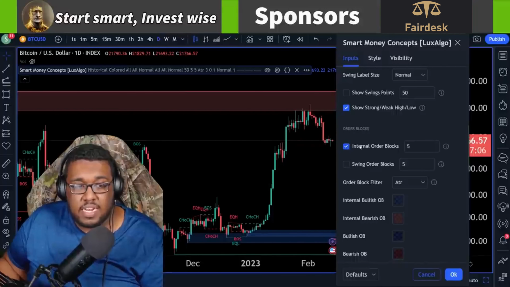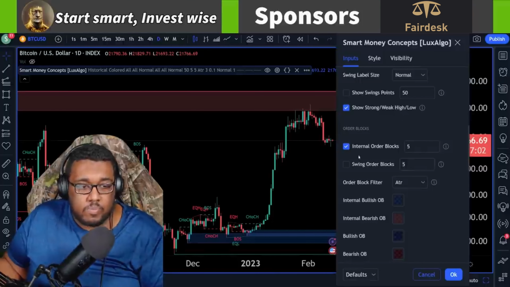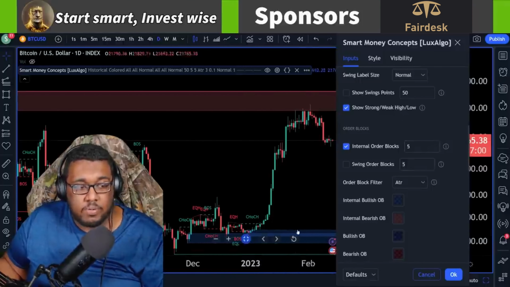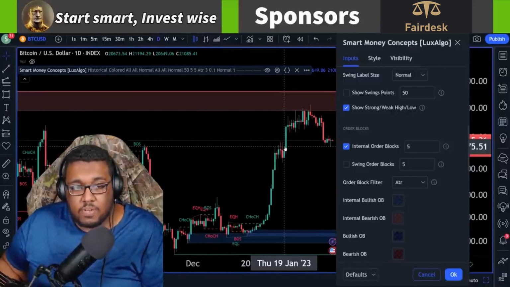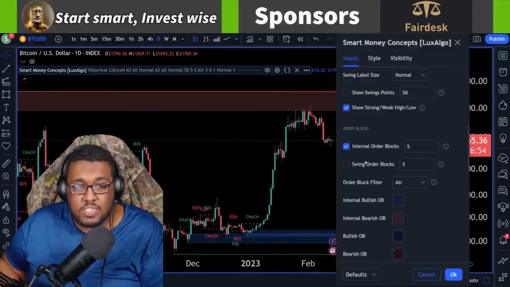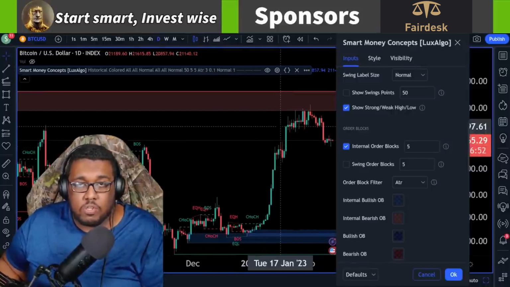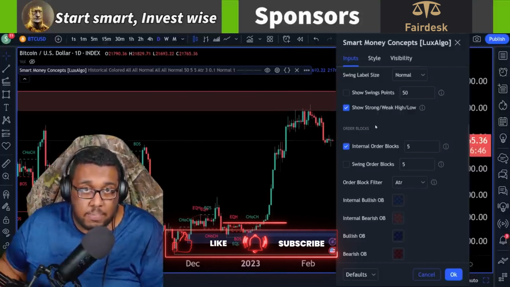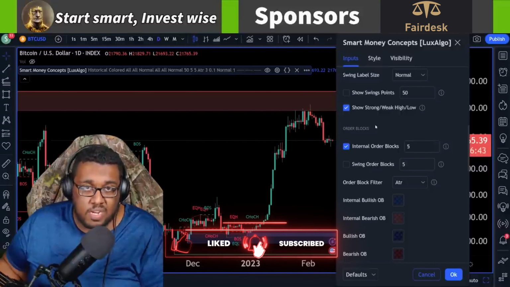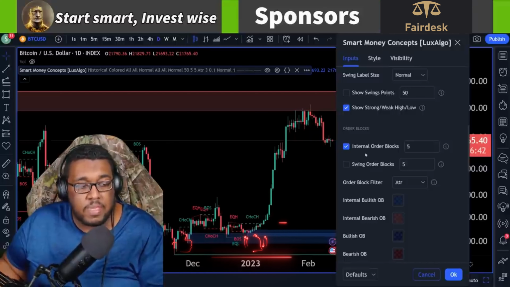Next, you guys are going to be looking at internal blocks or swing order blocks. Now, these blocks are the red and blue signals that you guys see in the bottom, these rectangles that you guys are looking for. As far as I'm concerned, I like to see the internal ones and the swings. Internals are usually shorter term levels of support and resistance, or where institutional investors are going to be buying up amounts of crypto or stocks if you guys are using this on a stock market chart.